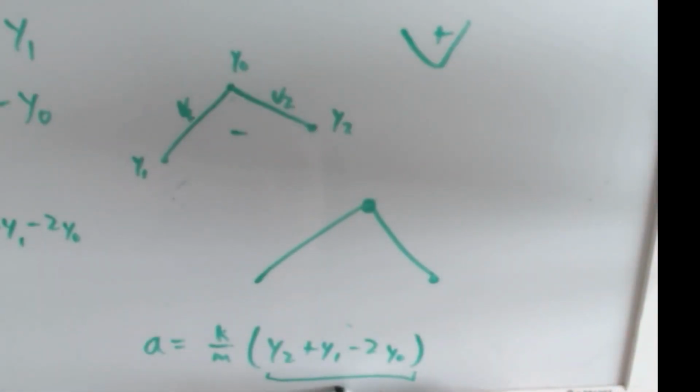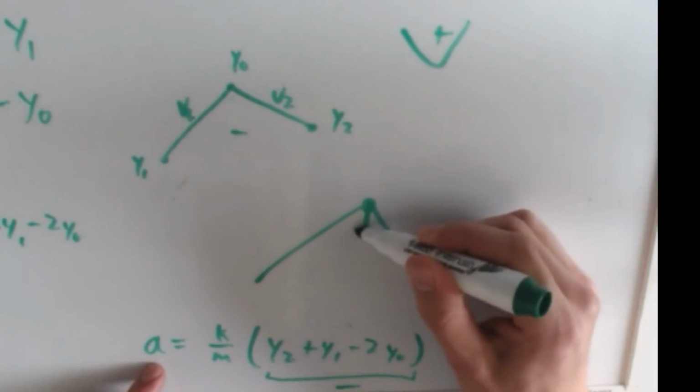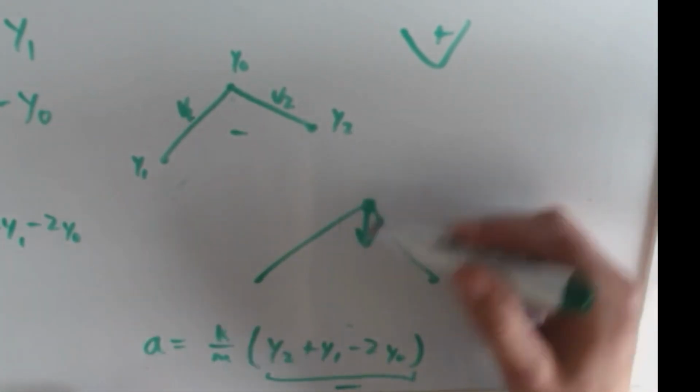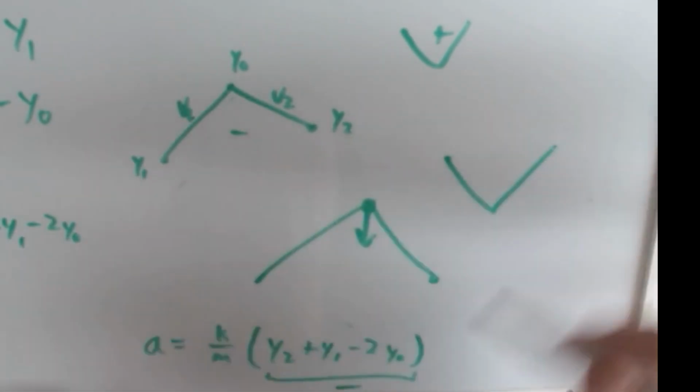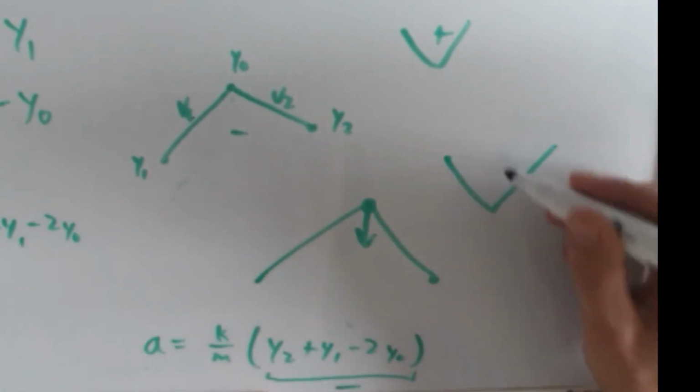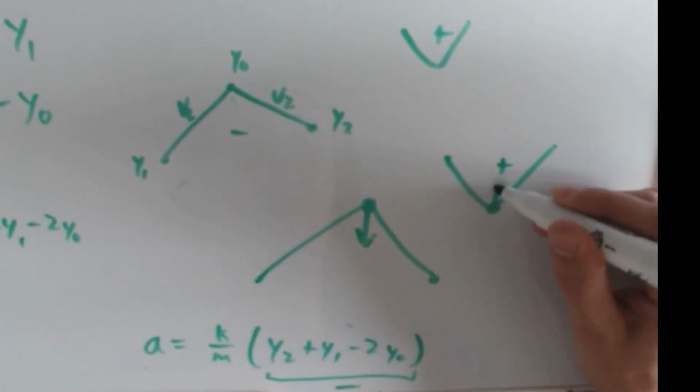If this curvature is negative, then this acceleration of the point will also be negative, in the same direction as the curvature. So if it looks like this, then this whole part right here will evaluate to be positive. So that means the point right here will want to accelerate upwards.